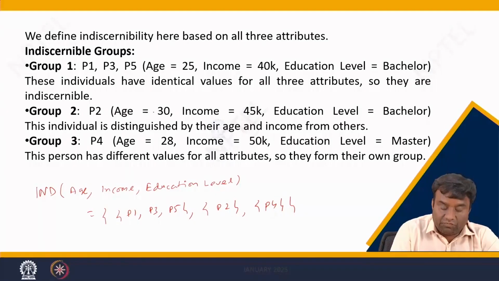Similarly, group 2 is P2, that is age 30, income 45K, education level bachelor. So this individual is distinguished by age and income from the others. Similarly, for group 3, P4, age 28, income 50K, education level master, this person has different values for all attributes, so they form their own group. So now the indiscernibility of age, income and education level is this set: P1, P3, P5 for group 1, this is group 2, this is group 3, like that.